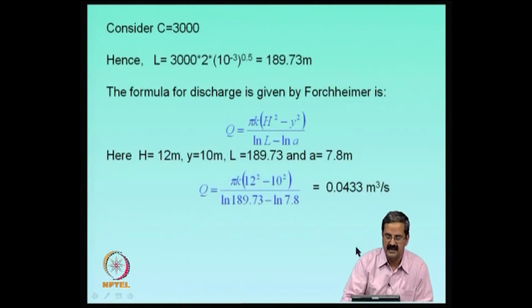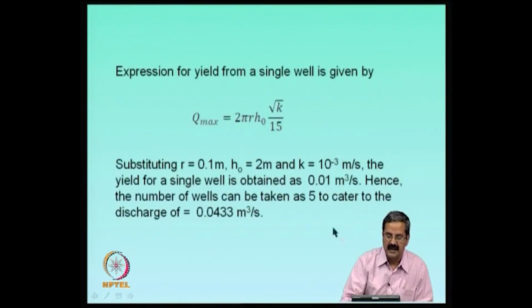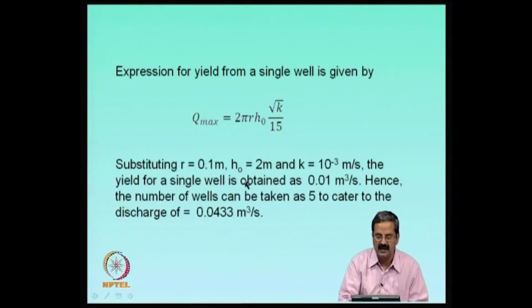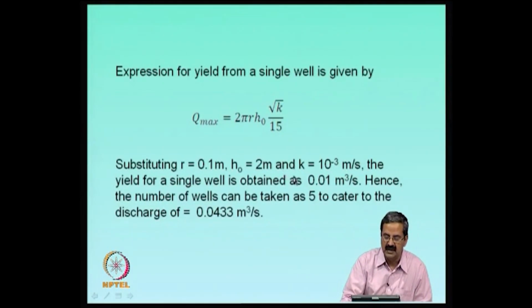I am just trying to illustrate. The expression for the yield from a single well is an empirical expression that is given in Hausman. Substituting r equal to 0.1 meter, the radius of the single well, h naught equal to 2 meters and k equal to 10 to the power -3, the yield for a single well is obtained as 0.01 meter cube per second.